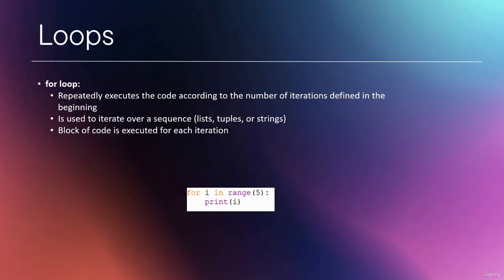In the first iteration, the value of i is 0, so it will print 0. Then we move on to the second iteration. Now the value of i for the second iteration is 1, so it will print 1. And for the third iteration, it will print 2. And once it has reached 5 iterations, it will exit out of this.